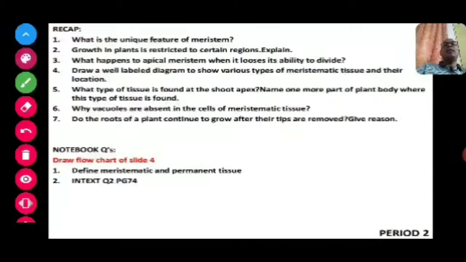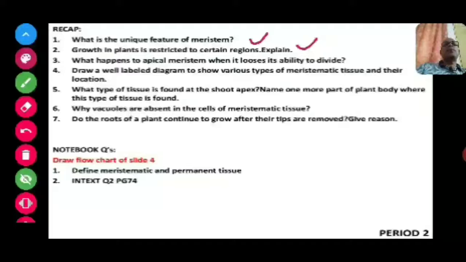And then I hope all of you understood this topic. Now there is a quick recap. You have to write down its answers in your copy. What is the unique feature of meristem? Growth in plant is restricted to certain regions. You have to explain it.